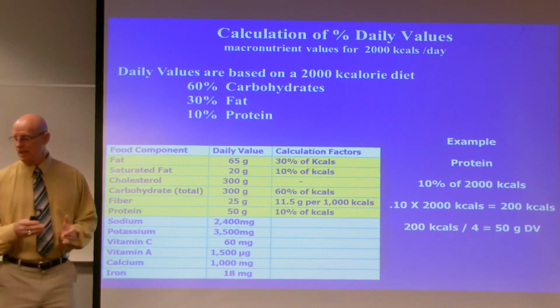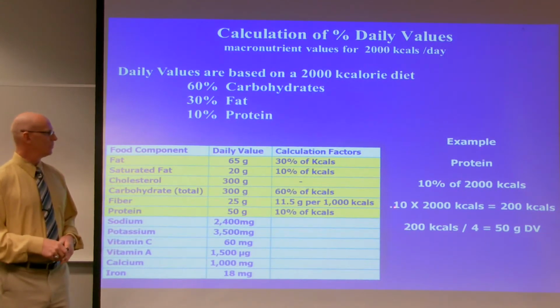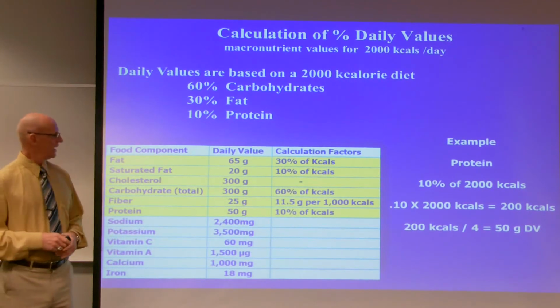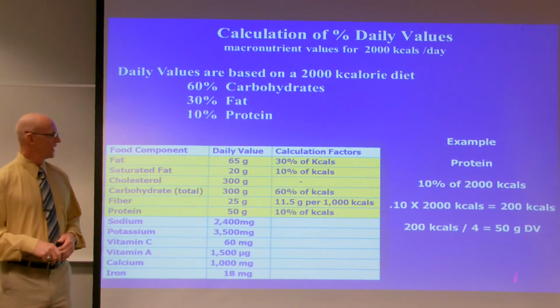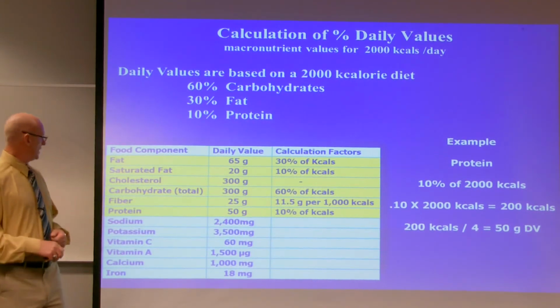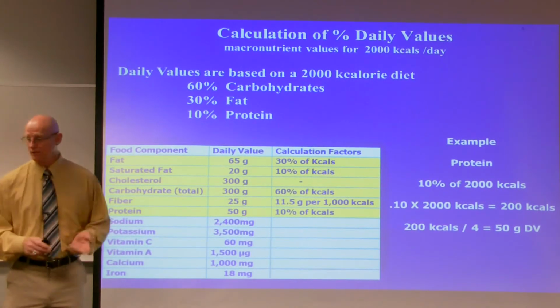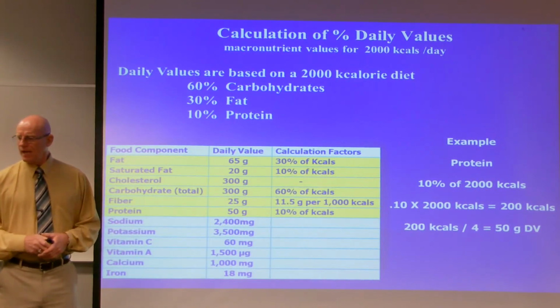And protein, this is the last one I have for the macronutrients. Again, you turn the 10% into a decimal, 0.10 times 2,000 is 200 kilocalories, and you divide that by 4, because protein is 4 kilocalories per gram, and you come up with 50 grams for the daily value. And again, that is the percent daily value for protein. So that's how they come up with percent daily values.